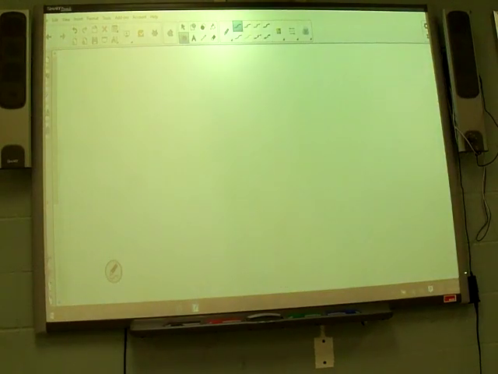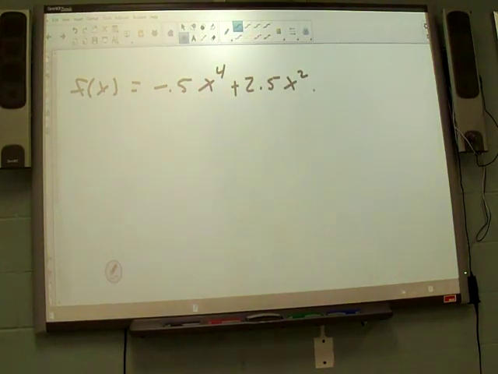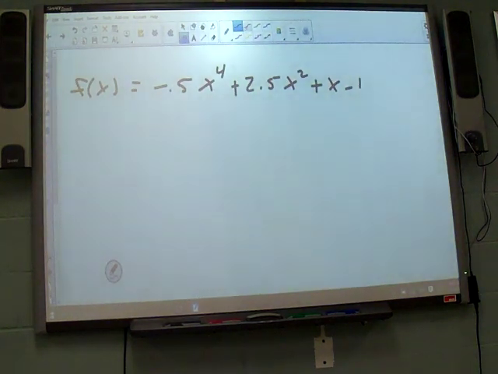Alright, so studying there on that chart that you've made, I've got f of x is equal to negative 0.5x to the fourth plus 2.5x squared plus x minus 1. All the directions say to do here is to describe the end behavior. That's it. So in order to describe the end behavior, I got to know two things: what my degree is, and what my leading coefficient is.